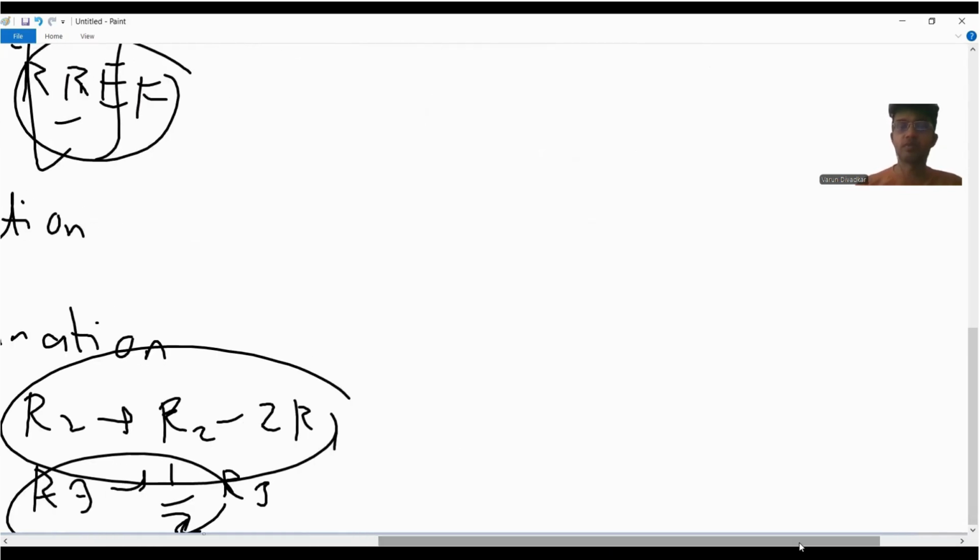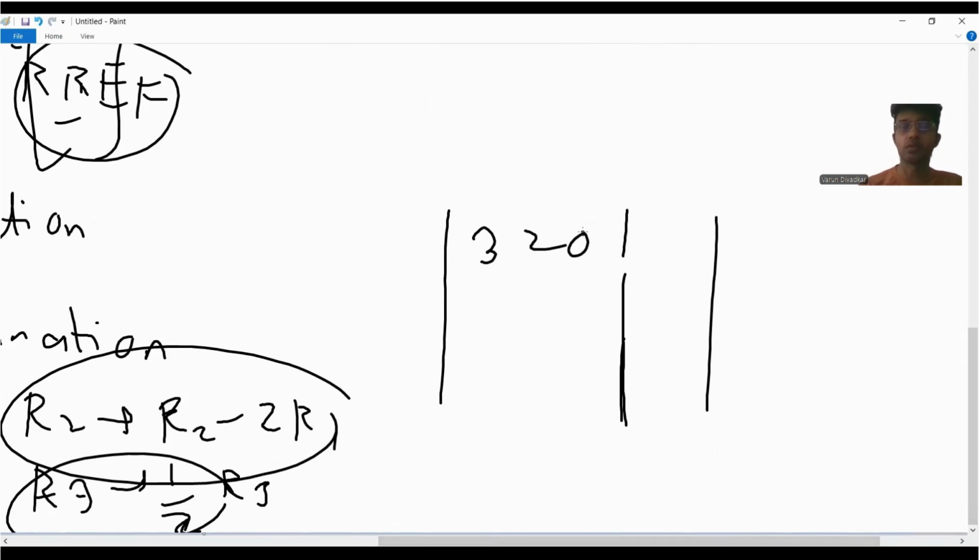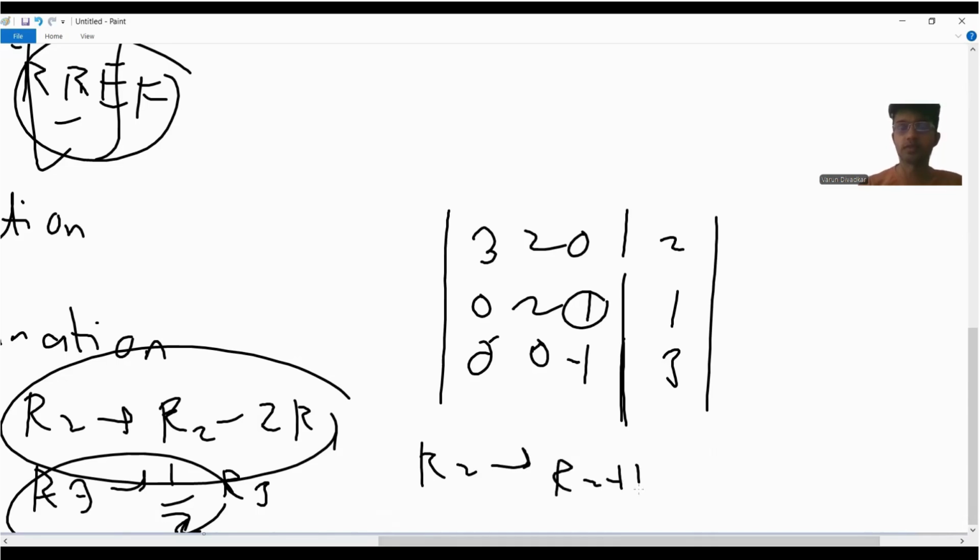Like say, for example, you have a matrix that looks like this in the augmented form, right? Like 3, 2, 0, 0, 2, 1, 0, 0, minus 1, right? 2, 1, 3. So suppose you want to make this thing as 0, you say row 2 transforms to row 2 plus row 1. So this will be 0. And then this 1 becomes 1 plus 3, right? Which is equal to 4. So those are elementary row transformations.